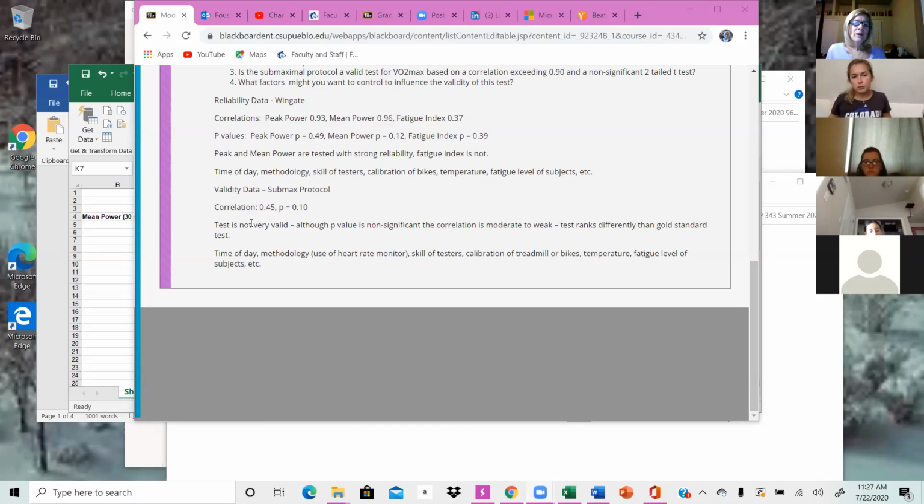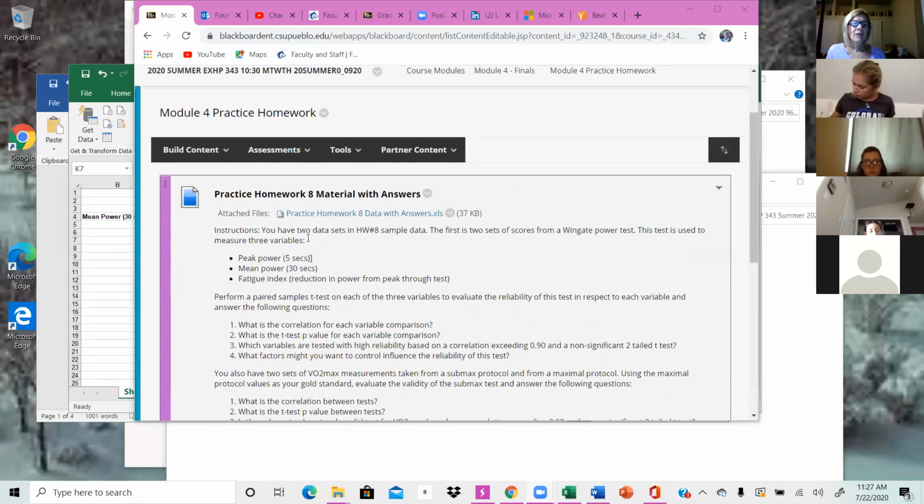Okay, so what we're going to be looking at is correlation, and then we're also going to do a t-test. We're also doing a dependent t-test, because it's going to be one group. We're going to be doing the gold standard on them, and we're going to be doing the submax test on them. So it's still one group, two measures. So we're still doing the dependent t-test.